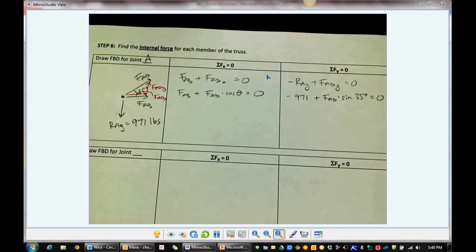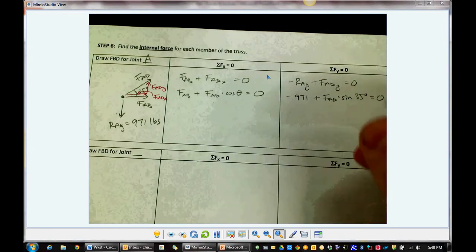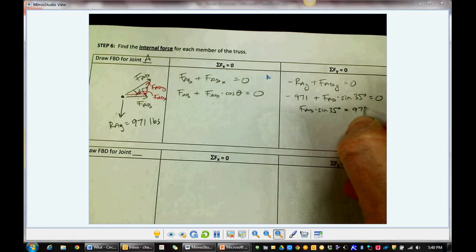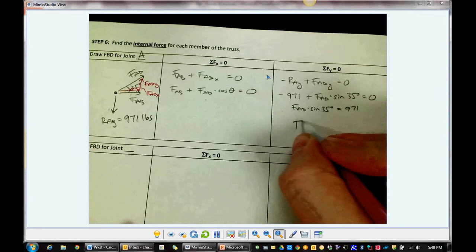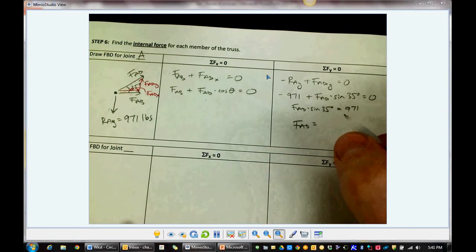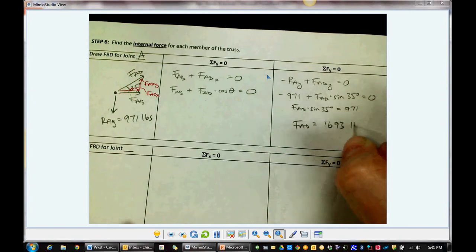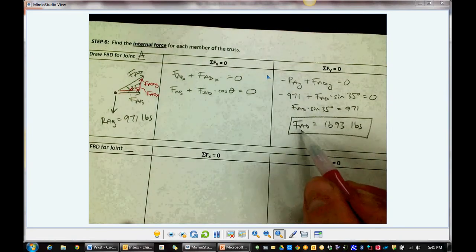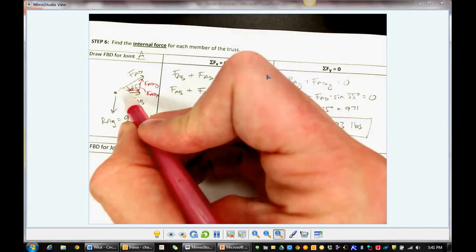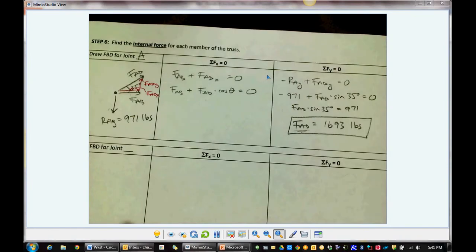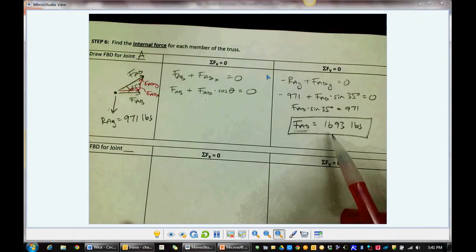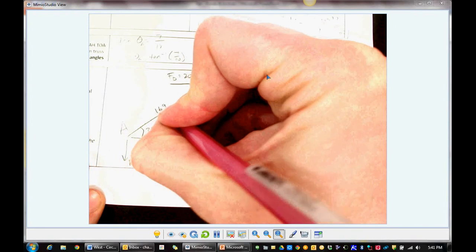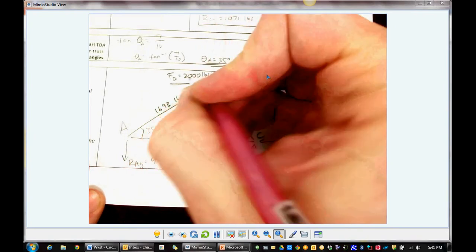One unknown, I can solve that. Turn my page here and find that very quickly. All right, so let's add 971 to the other side. FAD sine 35 degrees equals 971. Divide both sides by sine 35, and you will get that FAD is equal to 1,693 pounds. That's not FAD's y component, that's FAD. That's this internal force right there. So let's go ahead and quickly update our free body diagram on the other side with that number. FAD, 1,693 pounds.